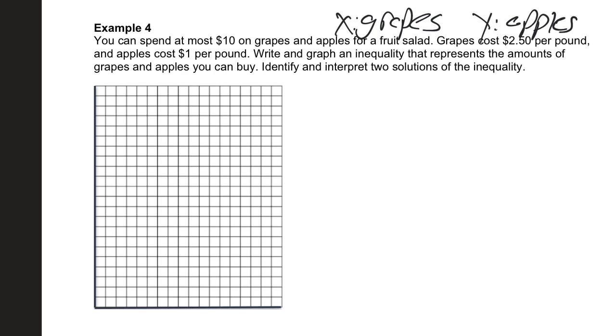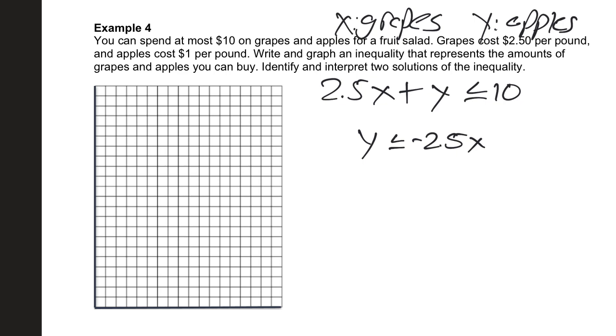Okay, so that would be 2.5x plus y. At most means I can get to that or I can spend less. Less than or equal to 10. And notice when I switched my apples to 1, that meant my y had a 1 here, and I don't actually have to divide by anything when I put this in slope-intercept form. So let's go ahead and rewrite this. This is going to be y less than or equal to negative 2.5x plus 10. Now, negative 2.5, just so you know, is negative 5/2. That'll help us with our graphing.